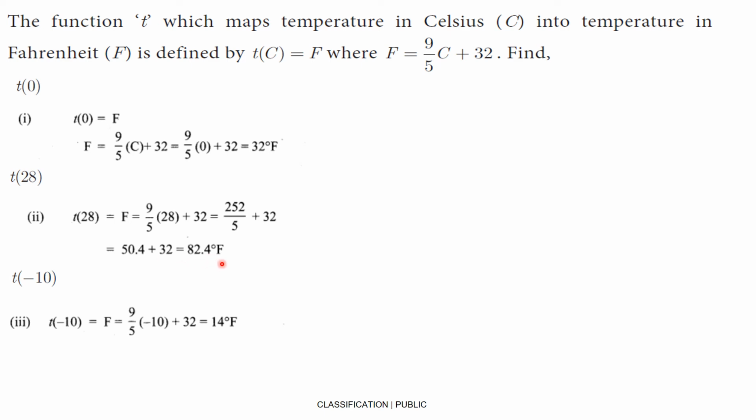Clear? Next, T of minus 10. Say as usual, that is T of C equal to F. So T of minus 10 equal to 9 by 5 of C plus 32, 9 by 5 of minus 10 plus 32. You simplify, you cancel here, 2 minus 18. Minus 18 plus 32 equal to 14 degree Fahrenheit. Understood?